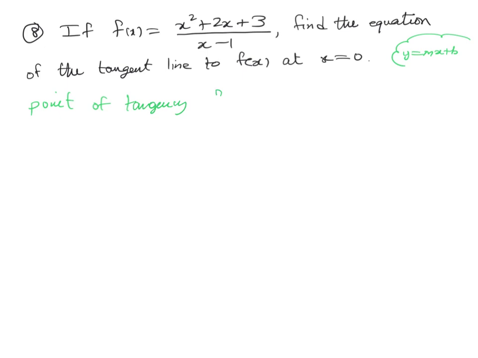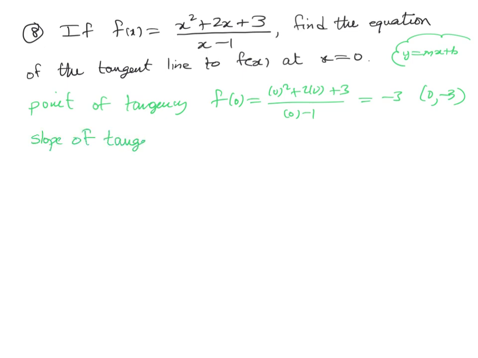I have f of 0 equals, well, if I plug in 0, I get 0 squared plus 2 times 0 plus 3 over 0 minus 1, so it's -3. So the point is 0, -3, and wait a minute, that's actually the y-intercept. And this is why I was saying that y equals mx plus b is actually going to be convenient, because I already have the y-intercept because I have x equals 0. Now, the next thing I need for my tangent line is to know its slope. So to get the slope of the tangent line, I need a derivative. So let's first do that.